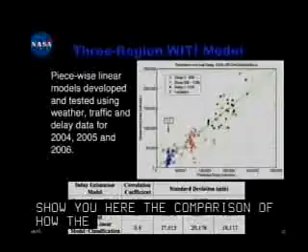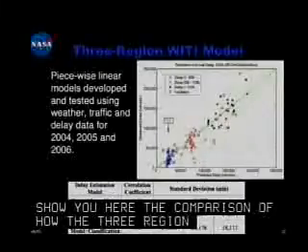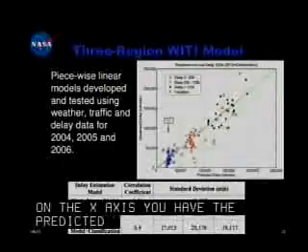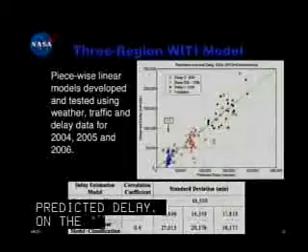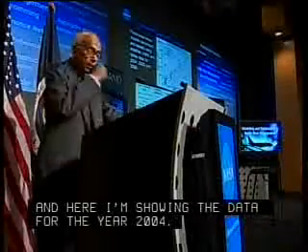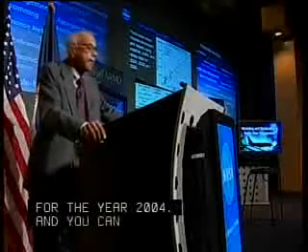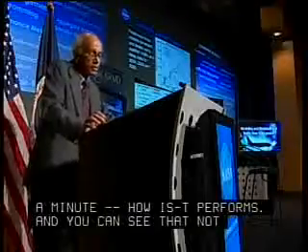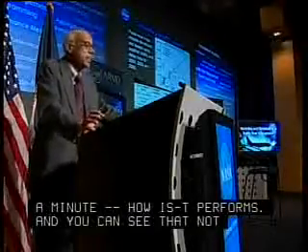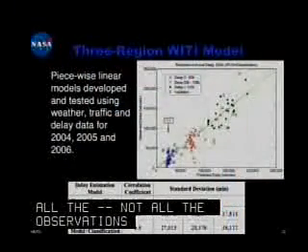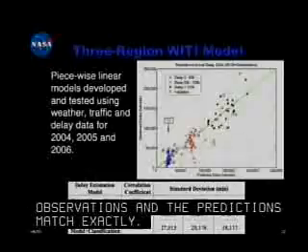On the x-axis, you have the predicted delay, and on the y-axis, you have the observed delay. And here I am showing the data for the year 2004, and you can see, I'll come in a minute, how it performs. And you can see that not all the observations and the predictions match exactly. And that is to be expected in a complicated system.